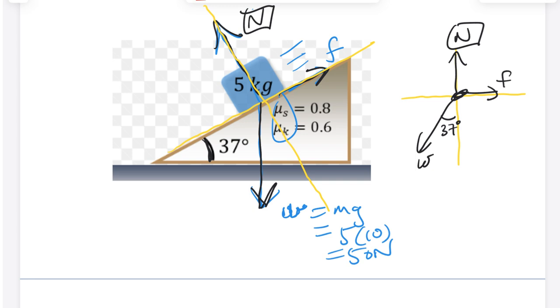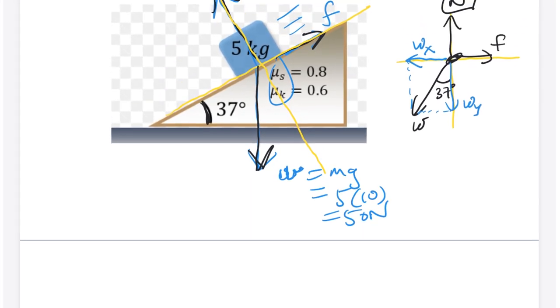Okay, whenever you have a slanted force, first thing you want to do is to break it up into its x and y components. 3-finger rule. So there's wy and here's wx. So 3-finger rule.